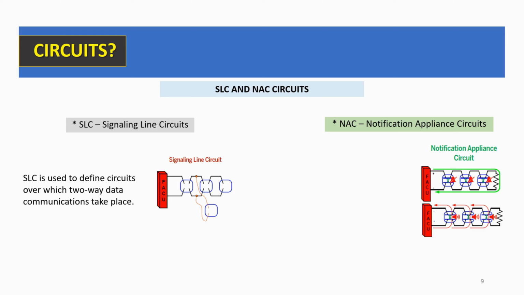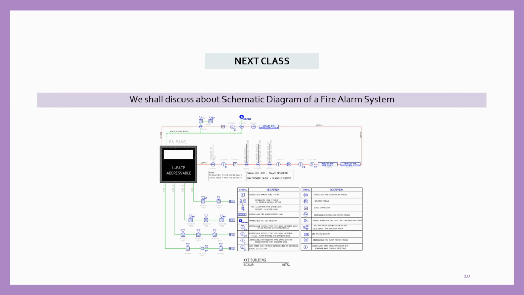SLC is used to define circuits over which two-way data communication takes place. Basically this SLC terminology will be used for addressable systems. And notification appliance circuits, or NAC, connect notification appliances like horn strobes to the fire alarm control panel. I hope you understand the basics of the fire alarm system.